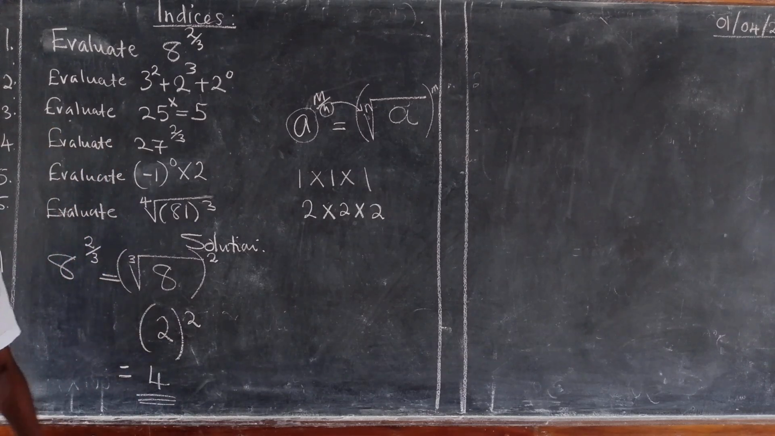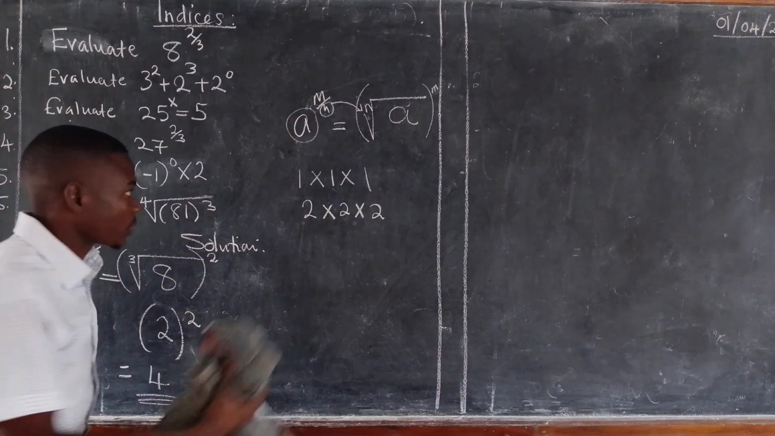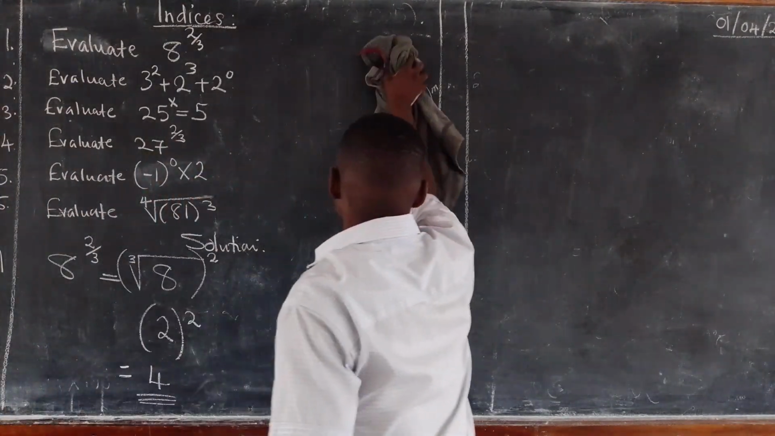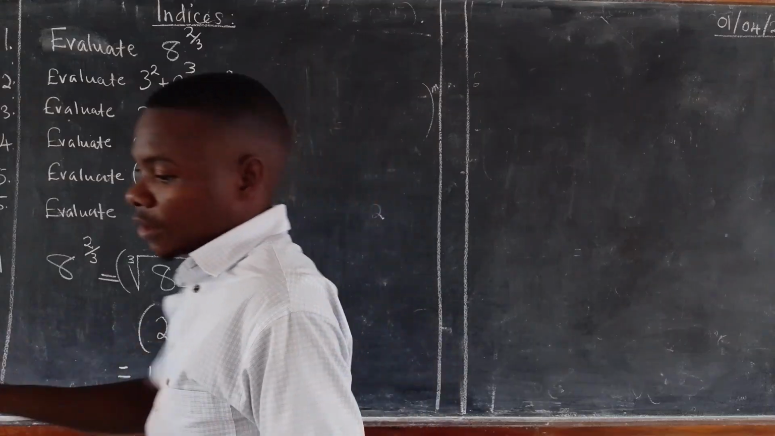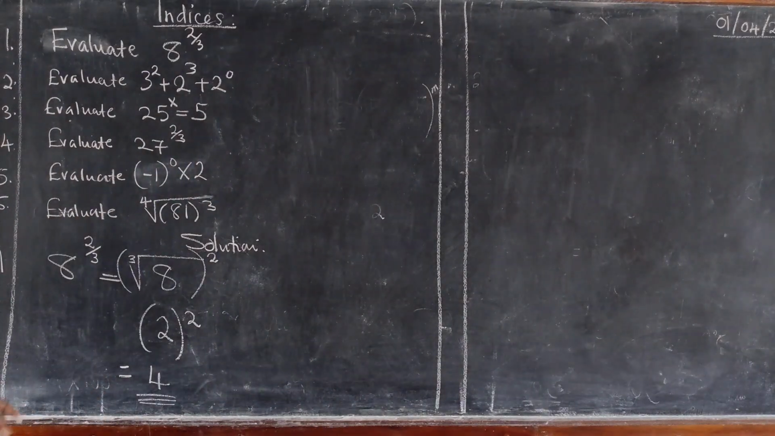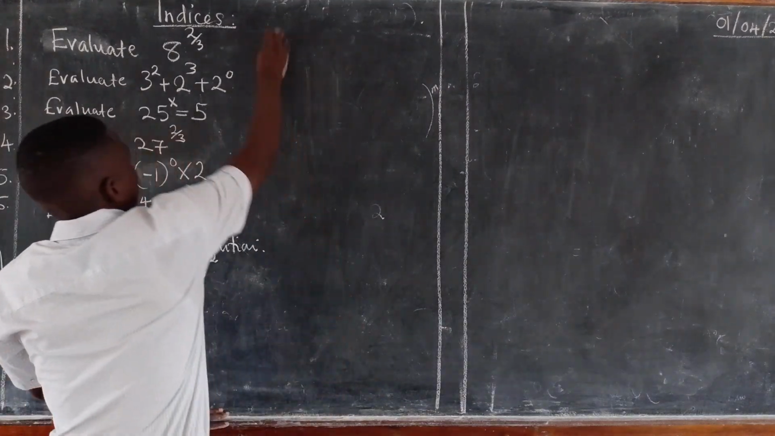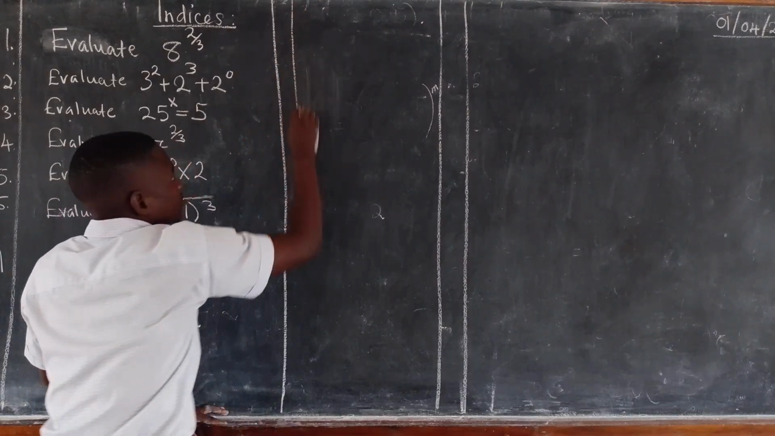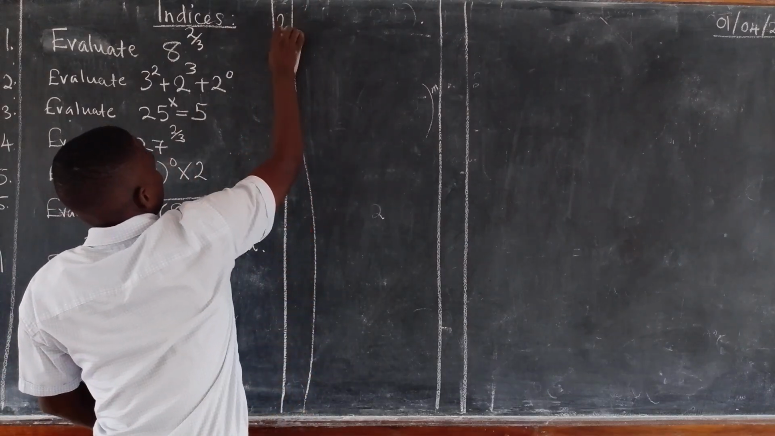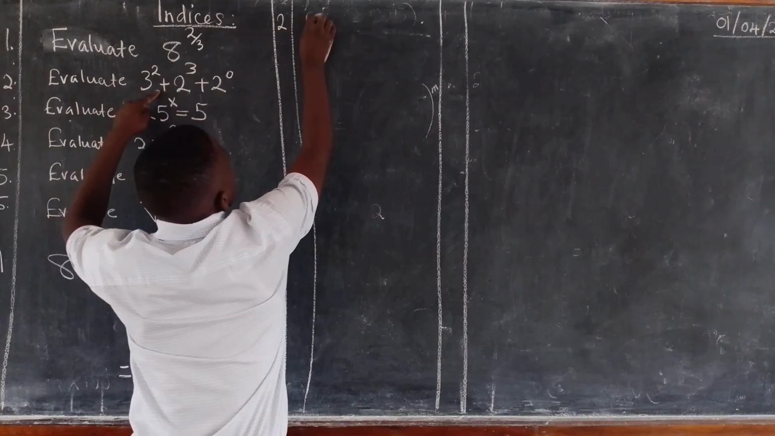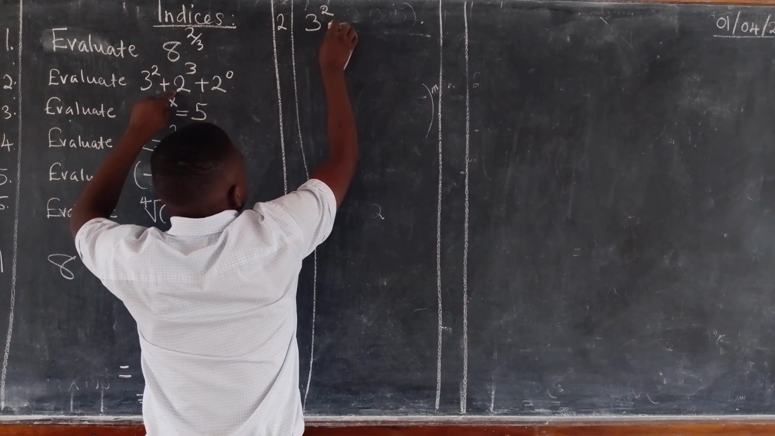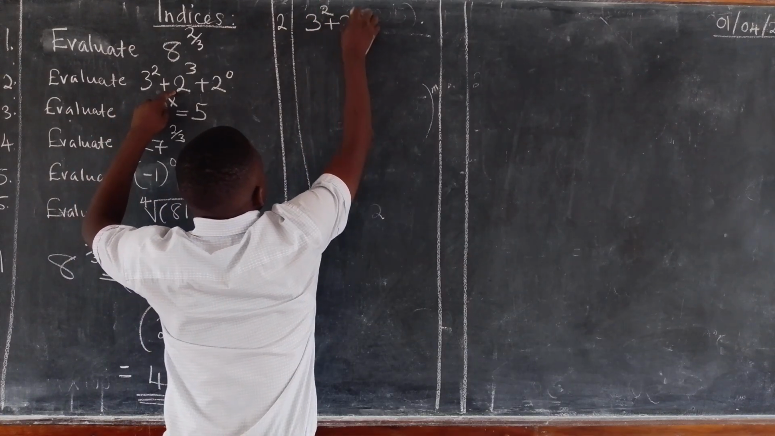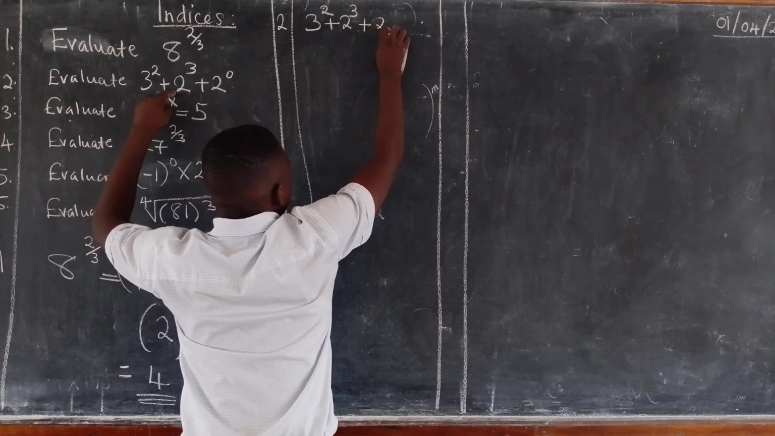We go to the second one. The second one, they are telling us to evaluate 3 squared plus 2 power 3 plus 2 power 0.